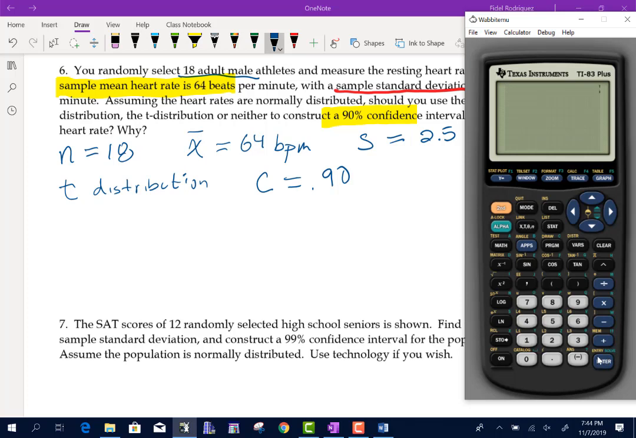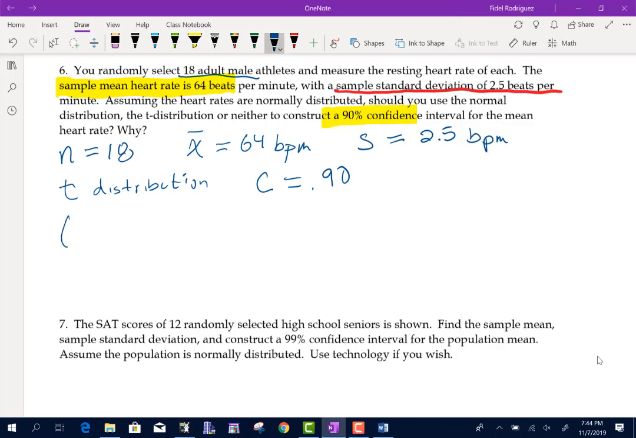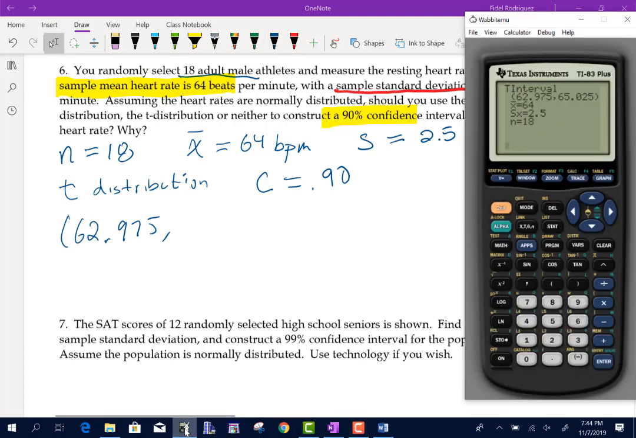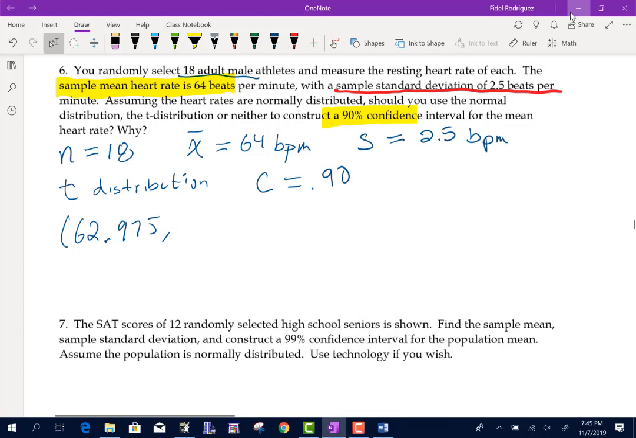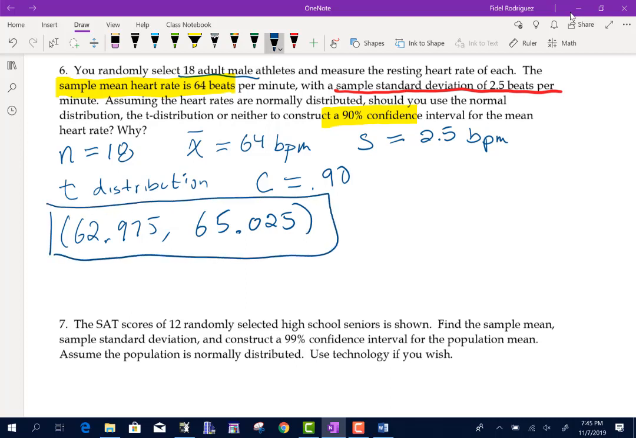And let me see. There we go. Okay, so guys, I'm going to go ahead and write down the same thing that we have there. 62.975, comma, and the other number was 65.025? 65.025. Boom. Okay. So again, I'm glad Myra asked me that question earlier. All this is telling us is that the population mean should be between these two numbers here.